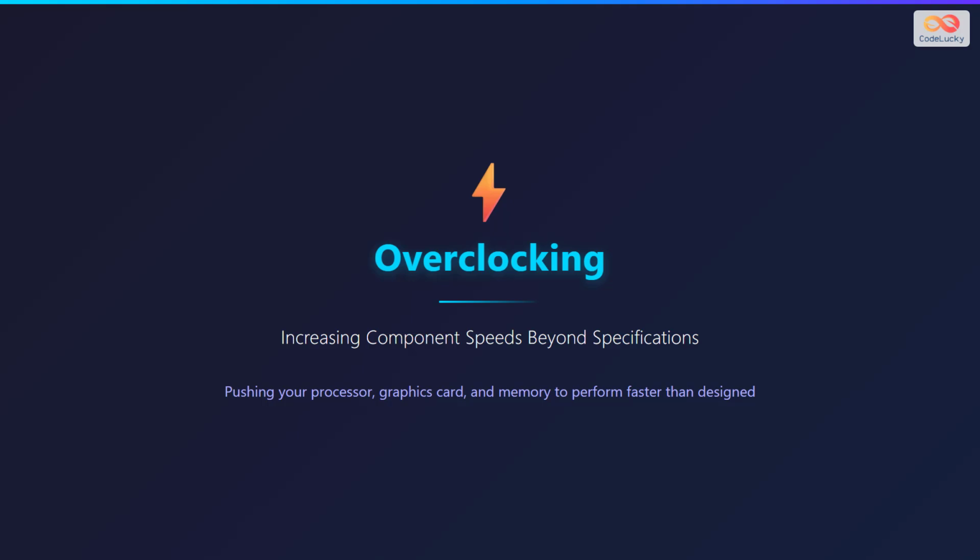Welcome to our comprehensive guide on overclocking. In this video series, we will explore how to increase component speeds beyond their factory specifications. We'll cover everything from basic concepts to advanced techniques, risks, and safety precautions. Whether you're looking to boost gaming performance or improve productivity, understanding overclocking is essential for any PC enthusiast.